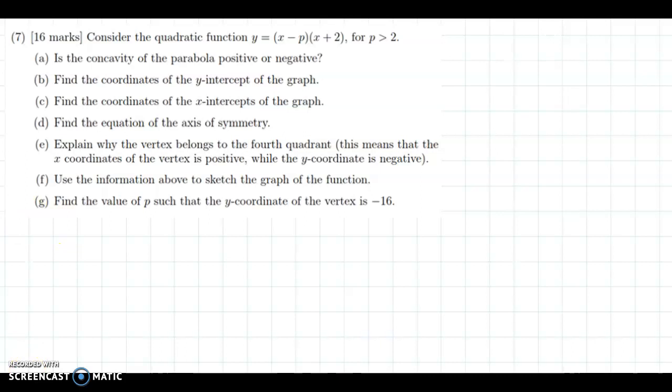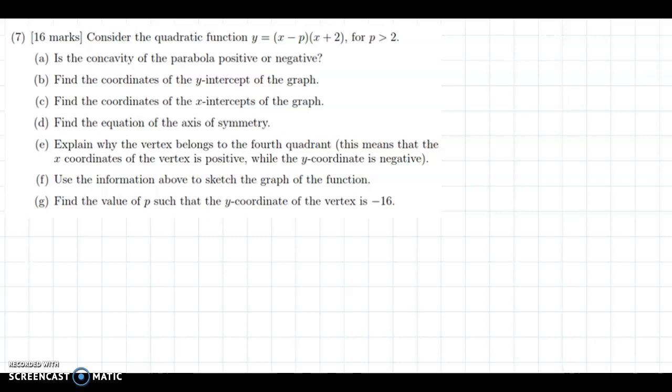Now, like all questions where we are given a quadratic function in factorized form, we do not wish to expand this to obtain the standard form. Factorized form is actually super nice to work with, so we're going to keep it as it is.